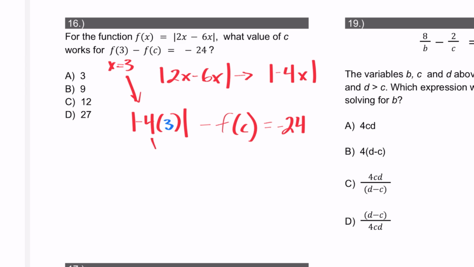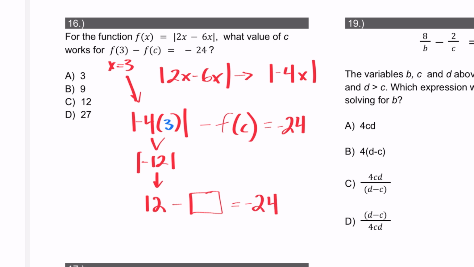Now negative 4 times 3 is negative 12. And then you have to remember those two little bars is absolute value. And absolute value is the distance from 0, and it's always positive. So negative 12 is actually 12 from 0. So it's just positive 12. So what they're really asking for is 12 minus what equals negative 24.